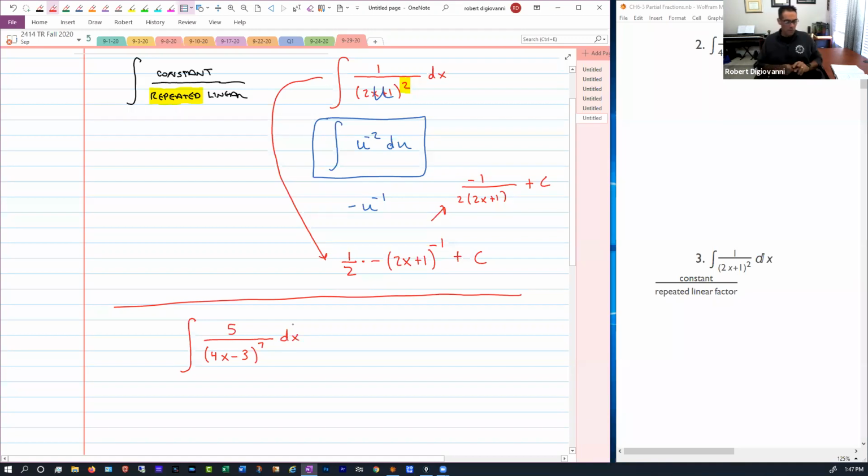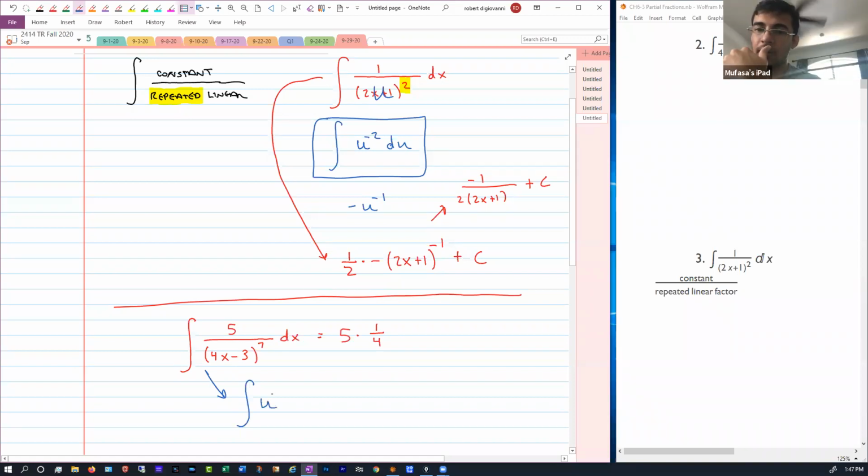Okay, so we know that the 5 is going to come out, right? The 5 is going to be here. What am I going to have to scale by? 1 over 4, because the coefficient on x is 4. And then at the end of the day, this really looks like what integral to us? 1 over u to the 8th power, u to the power negative 8, right? Because that's going to be like 1 over u to the 7th power.